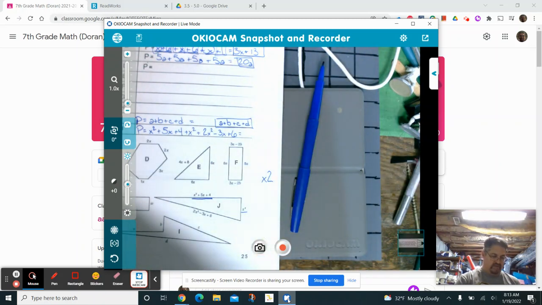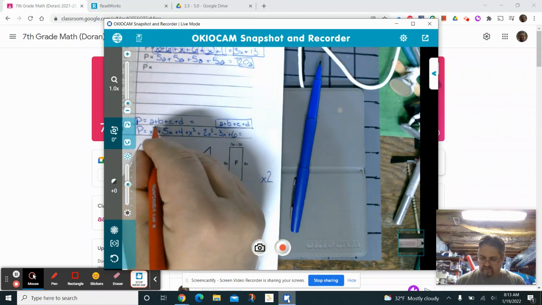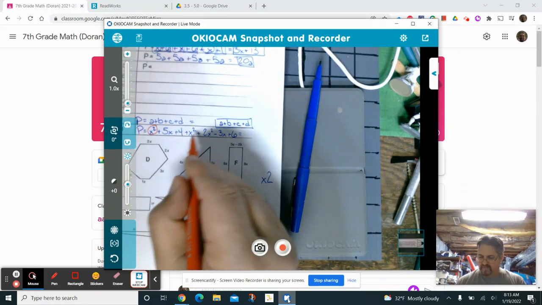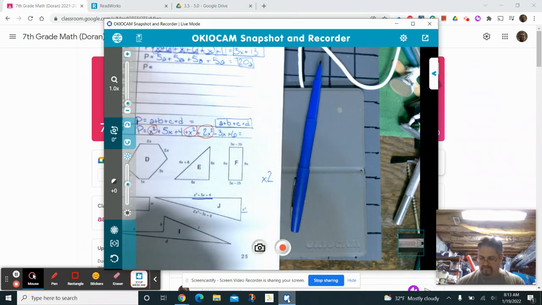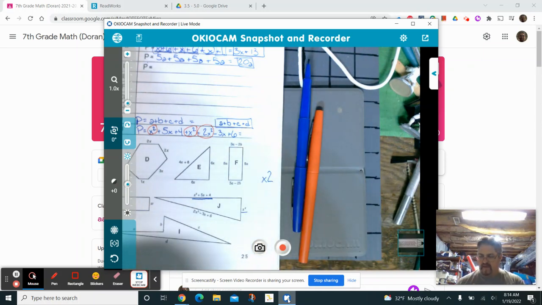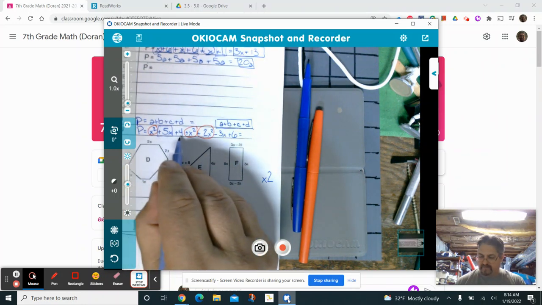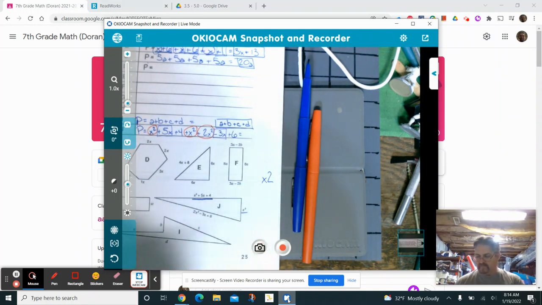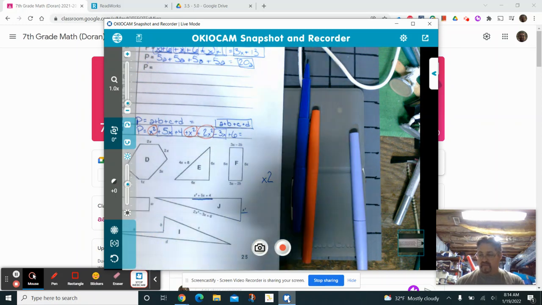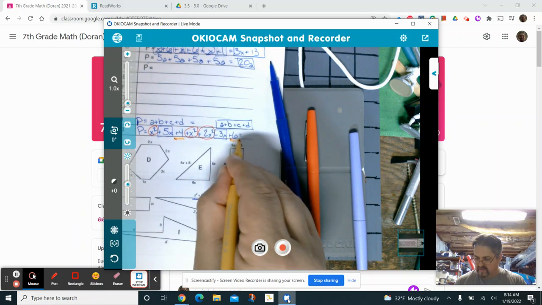All right, let me see what other colors I have to work with. Okay, so we'll make our x squareds be red. I'm going to circle them. X squared plus x squared plus 2x squared. Okay. I'm going to put a box around my regular x's. Plus 5x minus 3x. And I'm going to underline my regular numbers.